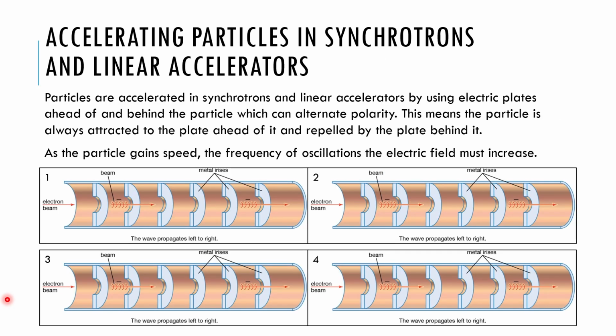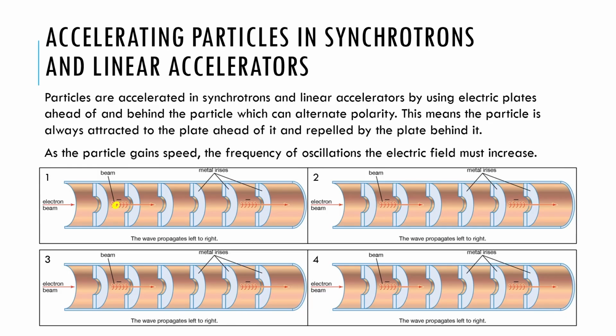However, this is not the only way that we can accelerate particles. Synchrotrons and linear accelerators use similar principles to accelerate their particles. In these setups, we have a series of plates, and these plates can have potentials applied to them which generate electric fields. Similarly to the cyclotron, these fields oscillate in polarity in such a way where the plate that is in front of the particle is attracting and the plate which is behind the particle is repelling.